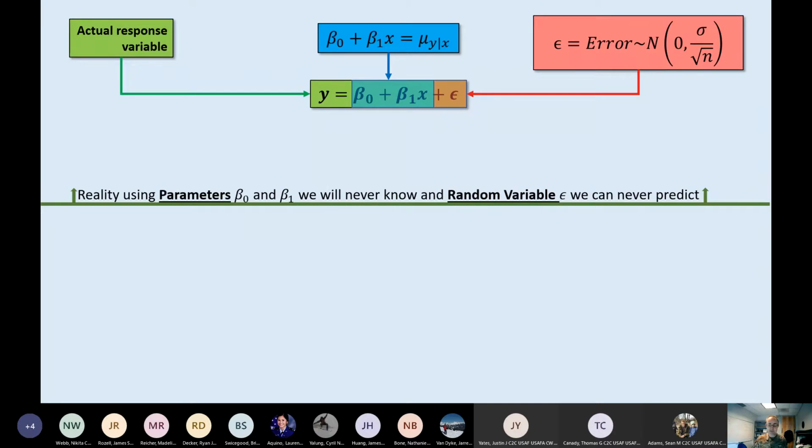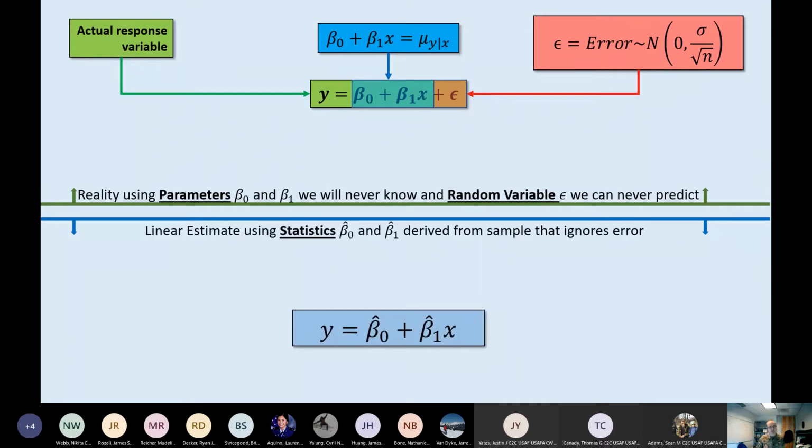In comparison, what we are trying to do is make a linear estimate. That's y equals beta naught hat plus beta 1 hat x. This is a linear estimate that uses the statistics beta naught hat and beta 1 hat that are derived from the sample. These are our best estimates of the actual parameters that we'll never know. And it ignores error. The residuals are representative of our error, but we're not going to try to capture that in our equation. We are just making an equation for a line that uses estimates of the actual parameters that we will never know.